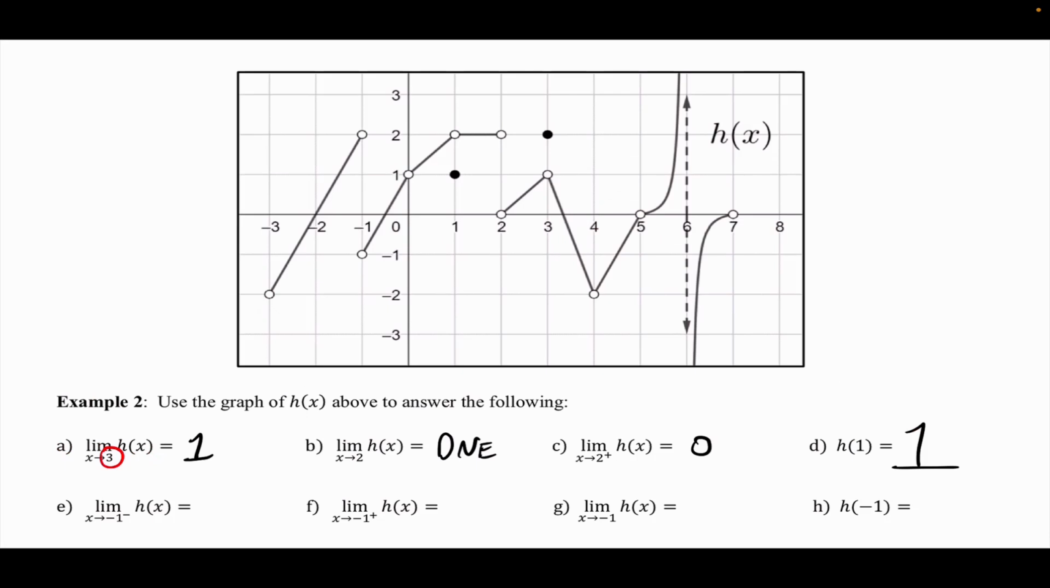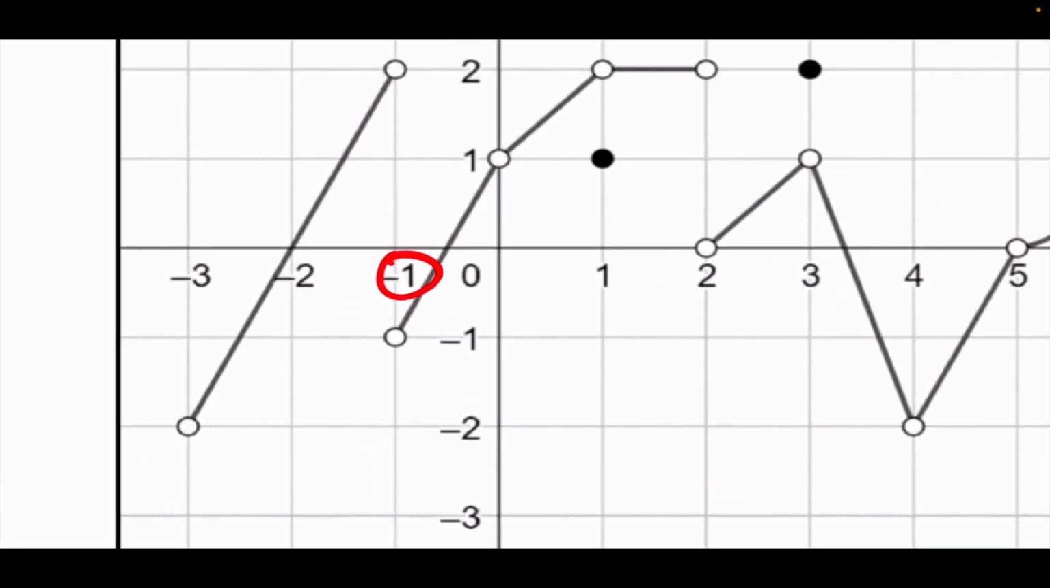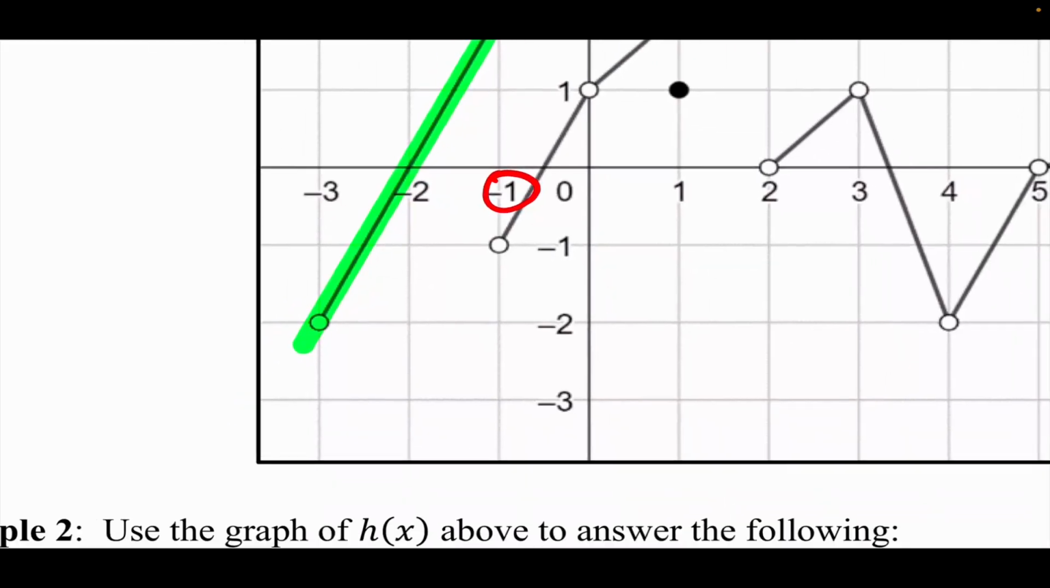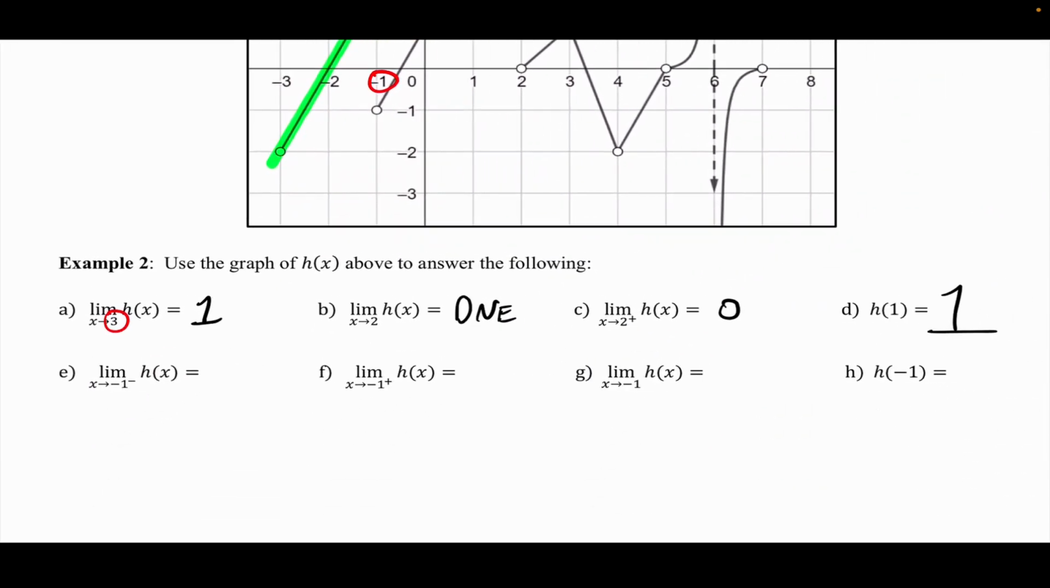Okay, so letter E is -1, but it's only coming from the left side. -1 only coming from the left side. So as I come from the left side, I start here, and as I get to x is -1, I end at y equals 2. So since it's only from the left side, it's going to be +2.